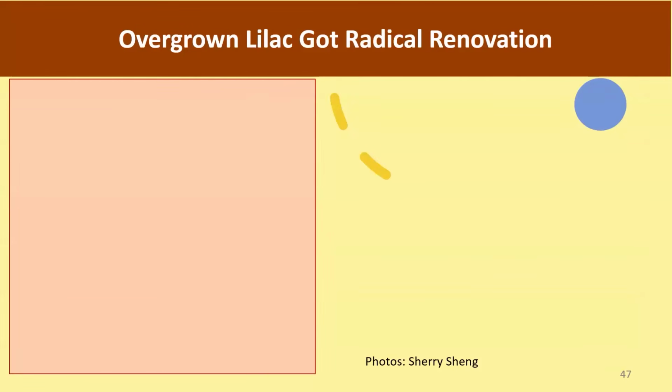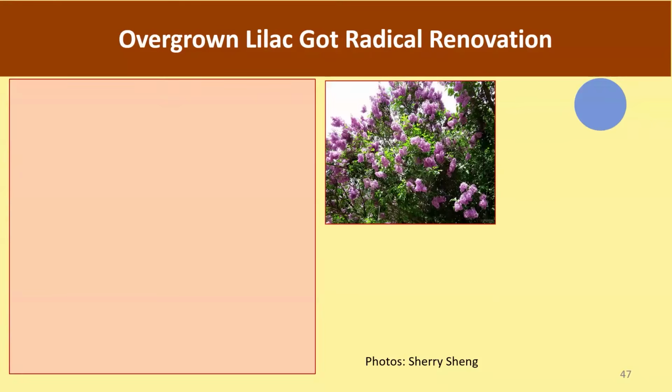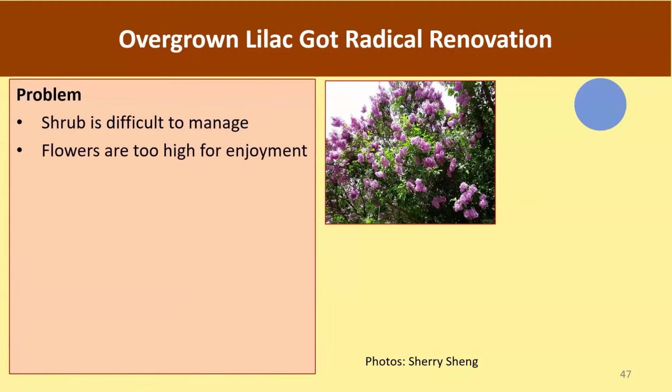Okay, we're getting to the end. We're going to wrap up with an old overgrown lilac as an example of radical renovation. All right, here is our tree, well, shrub. Problem: the shrub is very difficult to manage, too big, too tall, and the flowers are too high for people to enjoy. This is in a public garden.